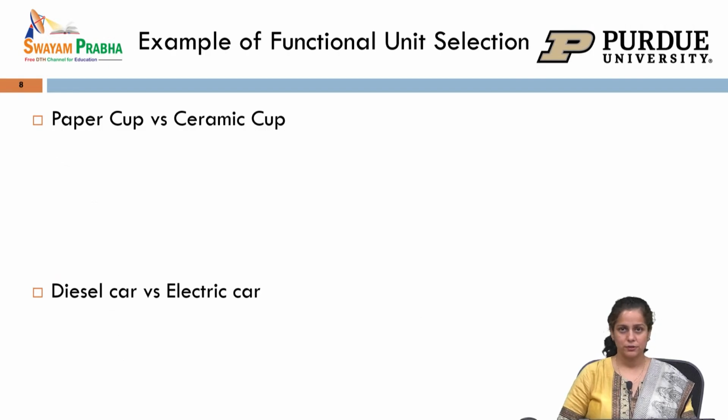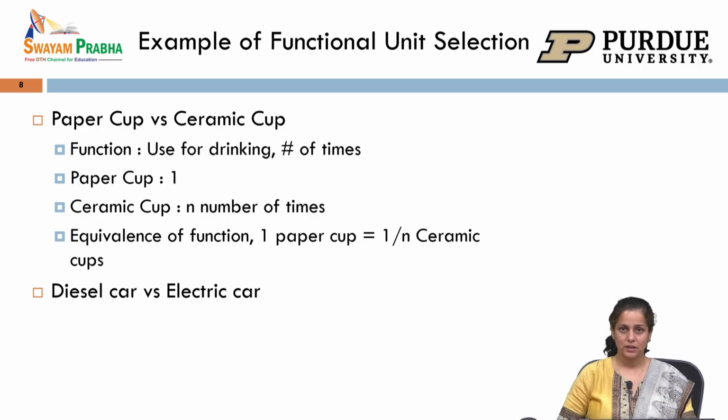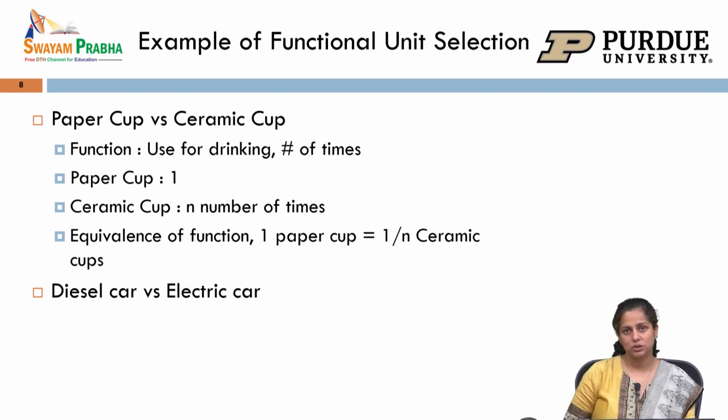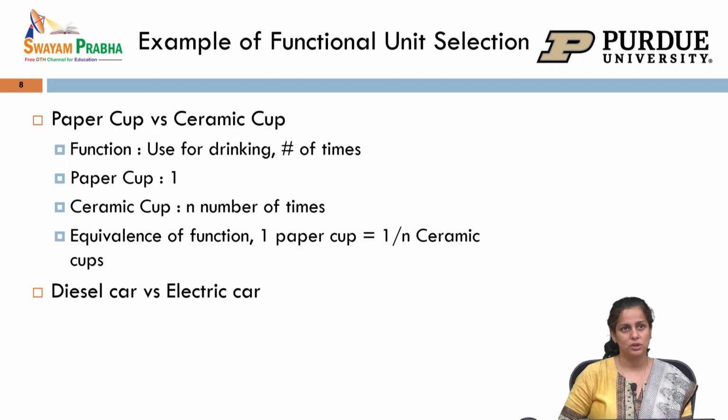So, some examples of functional unit selection. Let us say for paper cup versus ceramic cup, the function of the cups is drinking. So, when we are thinking of drinking, we can say the number of times we will use this product throughout its lifetime. A ceramic cup may be lasting much longer. So, for a ceramic cup, we are going to use that one ceramic cup for n number of times. It could be 100, it could be 200, if it breaks, it's going to be 50. So, it is definitely variable, but let us say we assume an average usage of n number of times. While a paper cup is a disposable cup, so you are going to use it only one time.